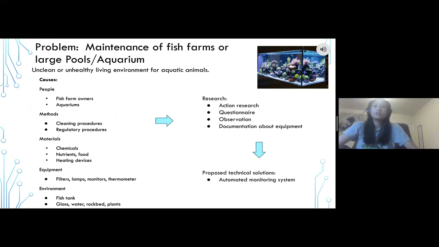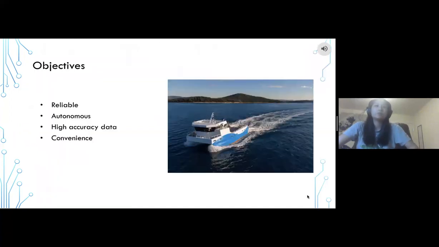Then we narrowed our scope through research using questionnaire, observation, and documentation methods. What we settled on was a proposed technical solution, which was to create an automated monitoring system. This comes in the form of a sensor boat, which will take readings at specific depths, then relay this information to the user. We have four objectives for this project.